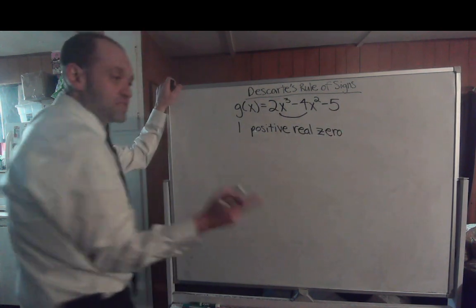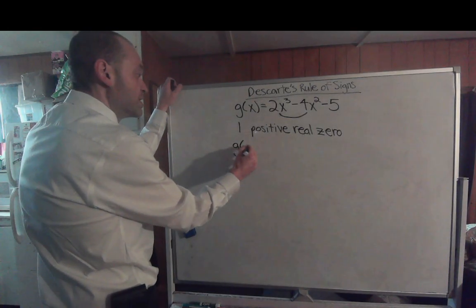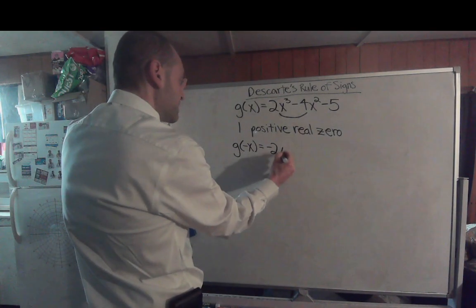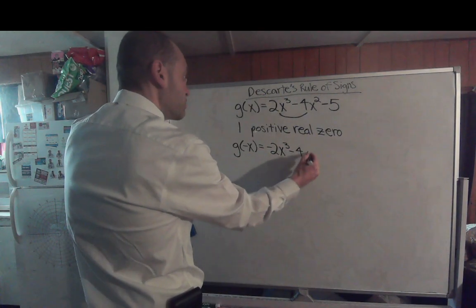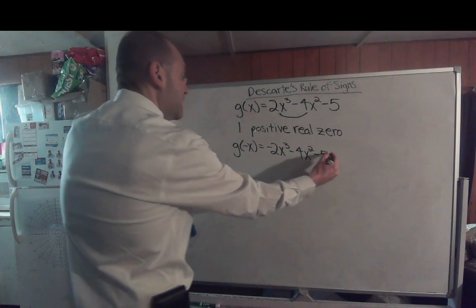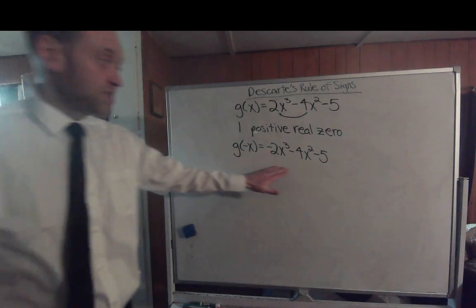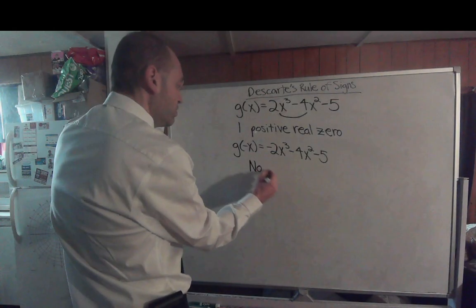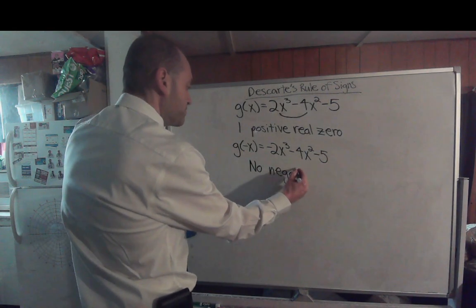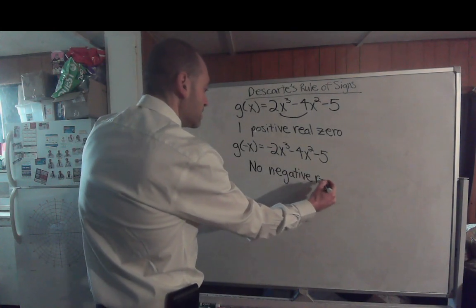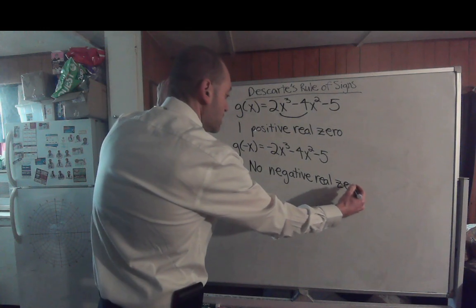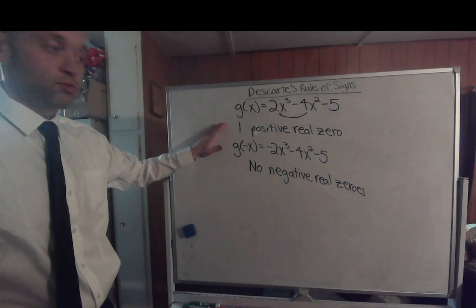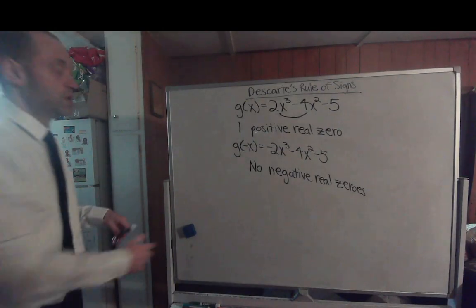Next thing you have to do is take g of negative x to try to determine the number of negative real zeros. So g of negative x would be negative 2x to the third minus 4x squared minus 5. And if you look at g of negative x, every single term is negative. You have no sign change. So that means you have no negative real zeros. So all you have for this function is one positive real zero possible and no negative real zeros possible.